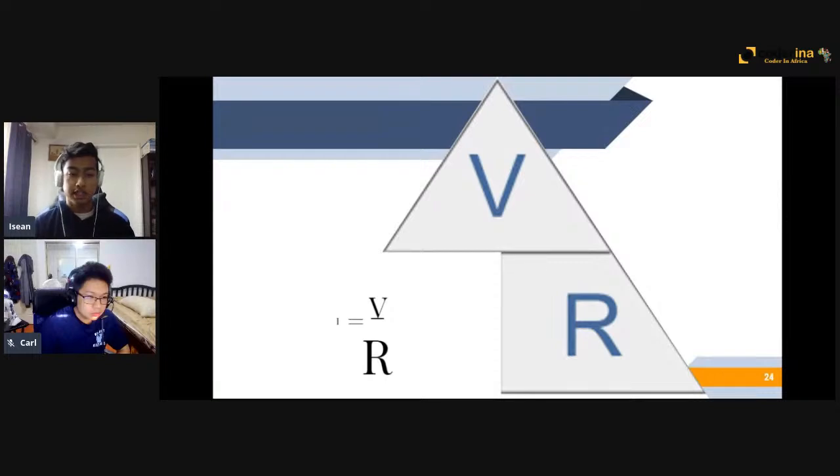This triangle is used extensively in any circuit, no matter how big or small it is, although it's mostly used to make sure there isn't a lot of electricity loss happening in the circuit.